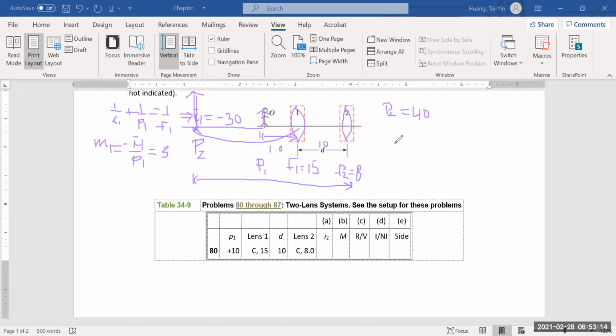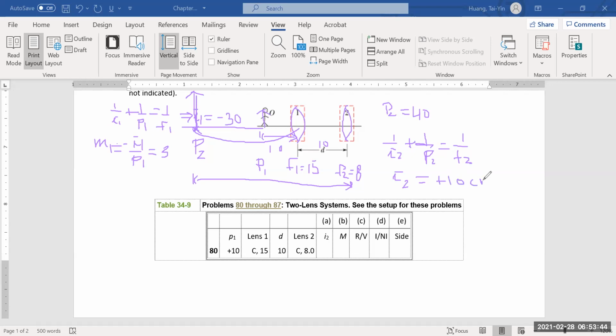Okay, so you apply 1 over I2 plus 1 over P2 is equal to 1 over F2. And your F2 is 8, your P2 is 40. Based on this, you can calculate your I2. I will get my I2 value that is equal to positive 10 centimeters.